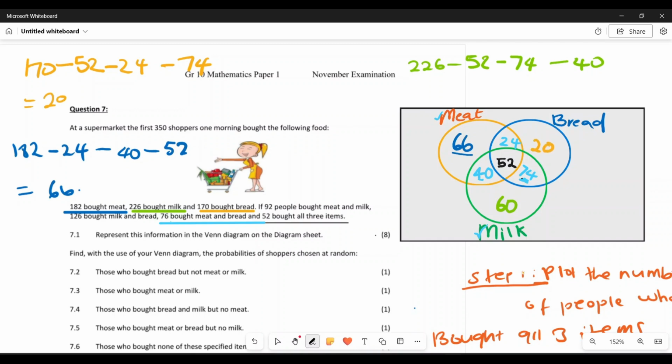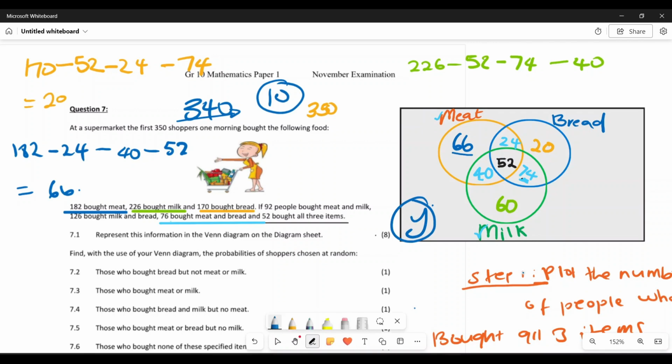Right. And now to confirm if this Venn diagram is correct, when I add all these numbers here, they should be equal to 350. Now, what if I add all of them and maybe they are equal to 340? It means that the 10 will be the number of people who didn't buy any of the three, which would be my sample space here, right?